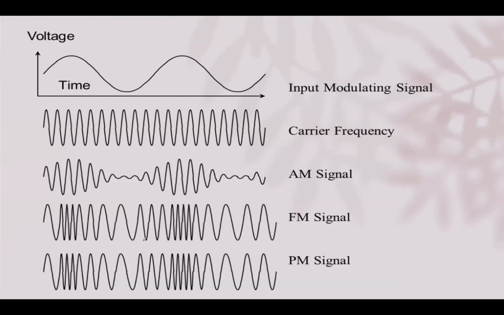It is not necessary that every carrier has to undergo amplitude modulation. It can undergo frequency modulation or phase modulation. In frequency modulation, the carrier's frequency varies with respect to the amplitude of the modulating signal. And in phase modulation, the phase of the carrier varies with respect to the message signal. This phenomenon is known as modulation.